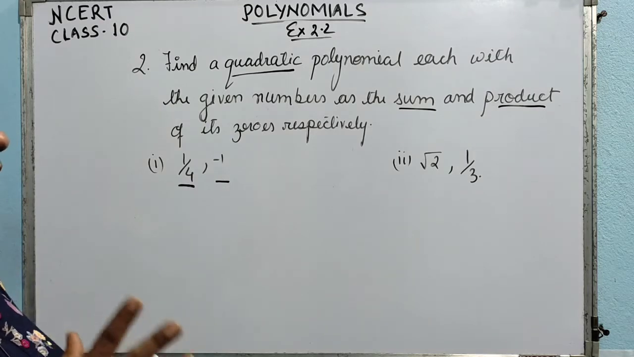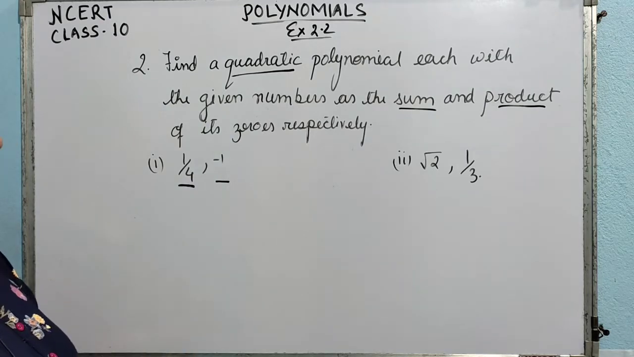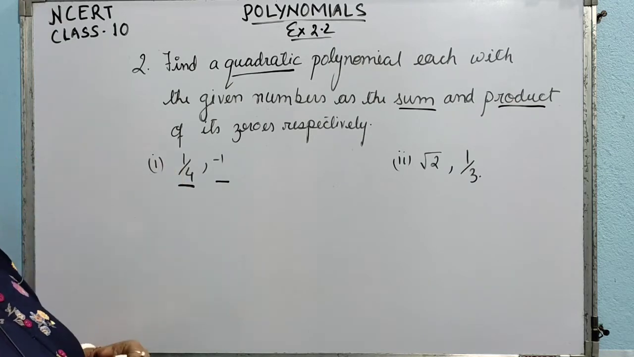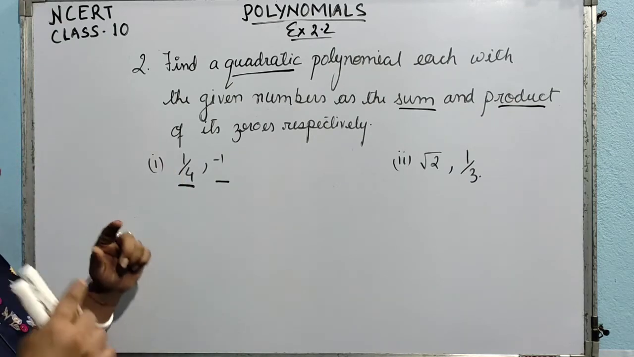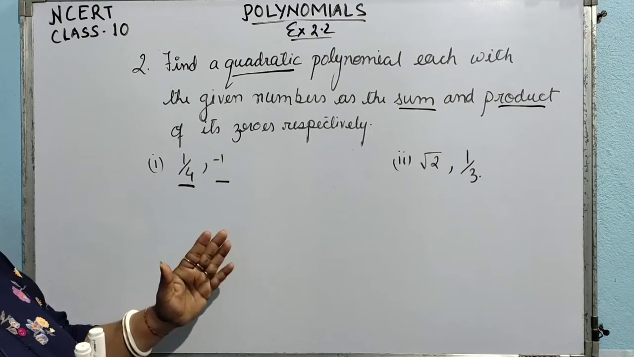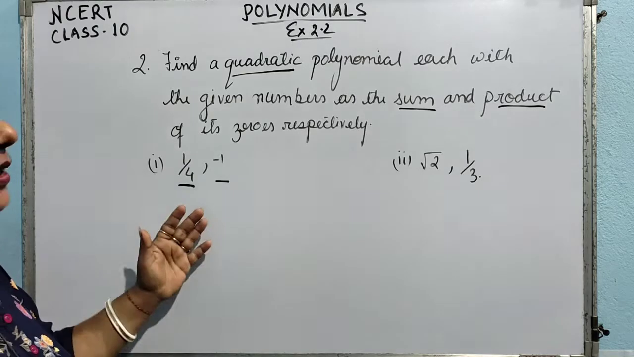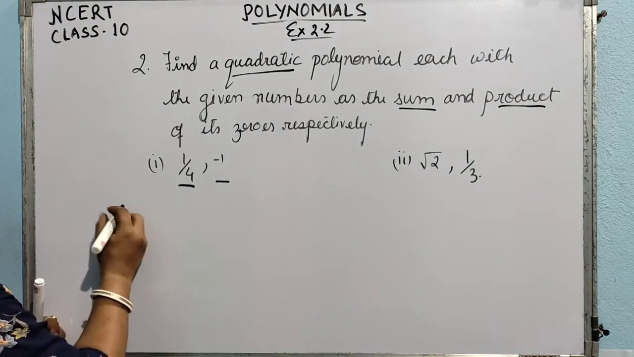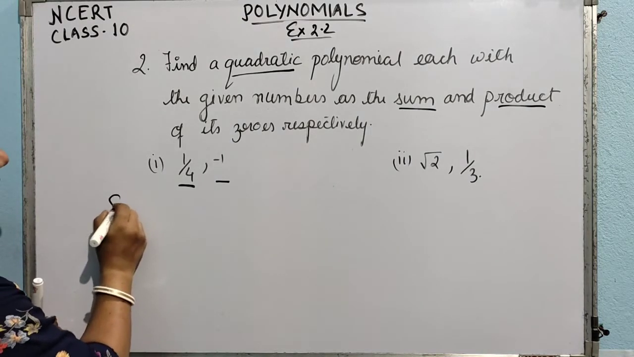And you know that if alpha and beta are the zeros of a particular polynomial, the polynomial is given by k into x square minus alpha plus beta x plus alpha beta, that I have already discussed in my previous videos. Okay, so here we can start like that.